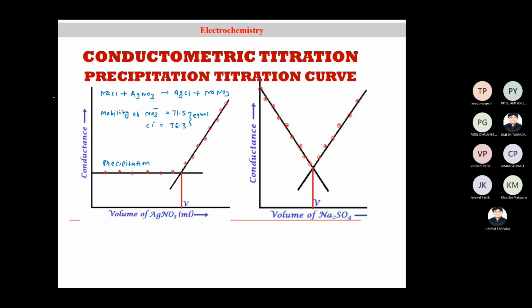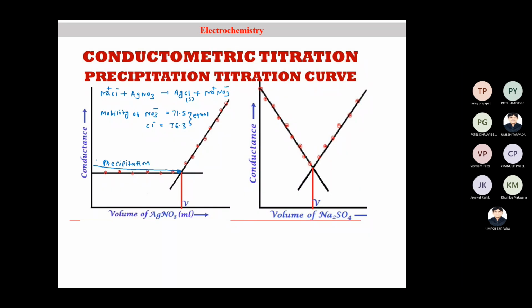So the free Cl ions get replaced. And AgCl becomes a solid precipitate, so Cl ion will no longer be available; NO3 minus will be available. So initially you can show a slight decrease, otherwise it is constant. Why is it a slight decrease? Because 71 value is added and 76 is replaced.